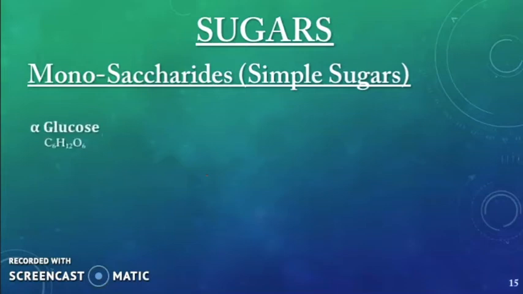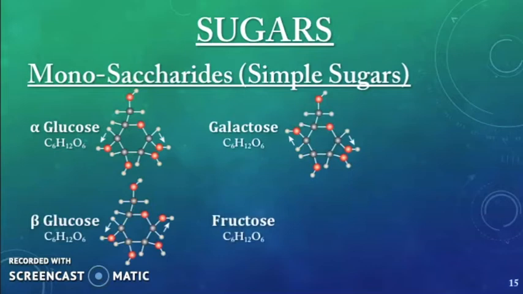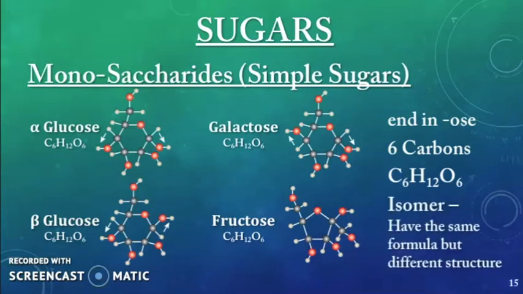All right. One other thing I want to talk about, another new term for us, is something that's interesting. If I look at all of these 4 monosaccharides that we just talked about: alpha glucose, beta glucose, galactose, and fructose, they all end in OSE. That's good. They all have 6 carbons. But if you look really closely, they also have the same formula. They're all C6H12O6.